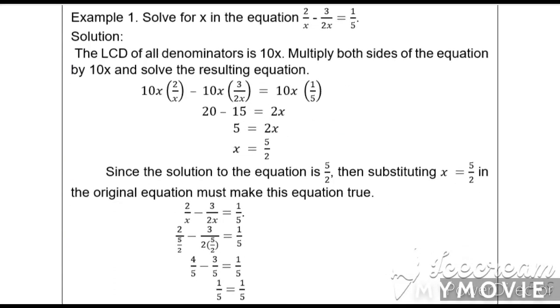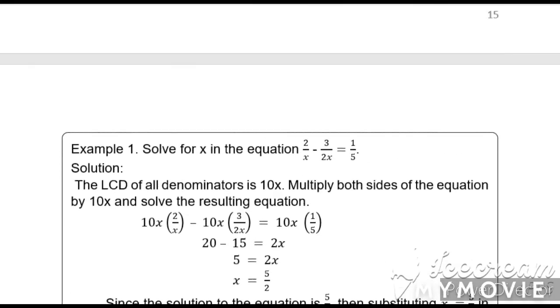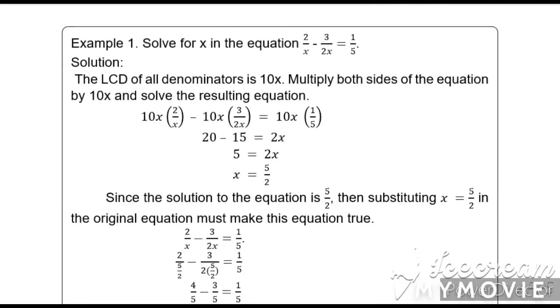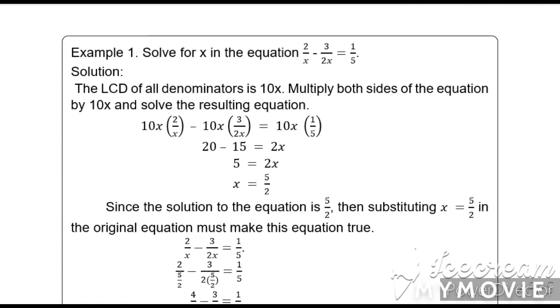So we can have example number 1. Solve for x in the equation 2 over x minus 3 over 2x equals 1/5. For our solution, the LCD of all denominators is 10x. Multiply both sides of the equation by 10x and solve the resulting equation.